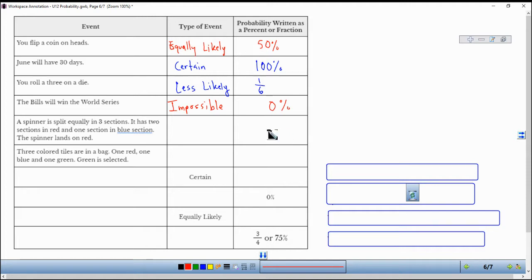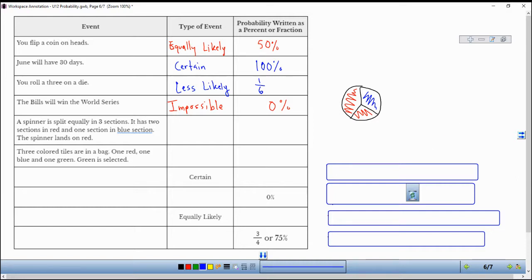Okay. A spinner is split evenly into 3 sections. I'm going to draw this. So you've got a spinner here, and it's split evenly into 3 sections like that. It has 2 sections in red, 1 in blue. So pretend that those are all equal. You've got 2 sections in red, 1 in blue. Well, that's supposed to be blue. That was also red. If that was the case, I'd be certain that it would be on red. Here we go. There's the blue one.